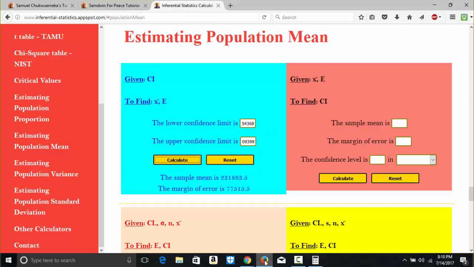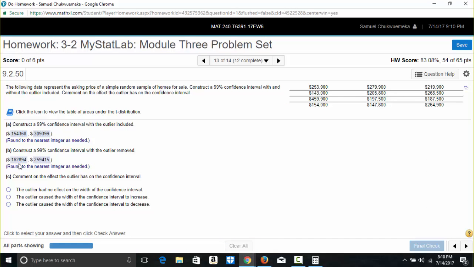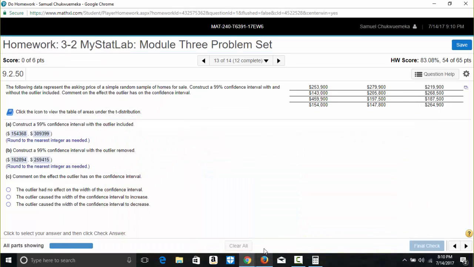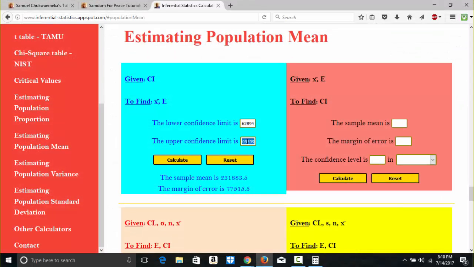Now, without the outlier, let's see the margin of error. Here, this is 162,894, and the upper bound is 259,415. Enter. So here, the margin of error is 48,260.5. So you see, without the outlier, this has a smaller margin of error.